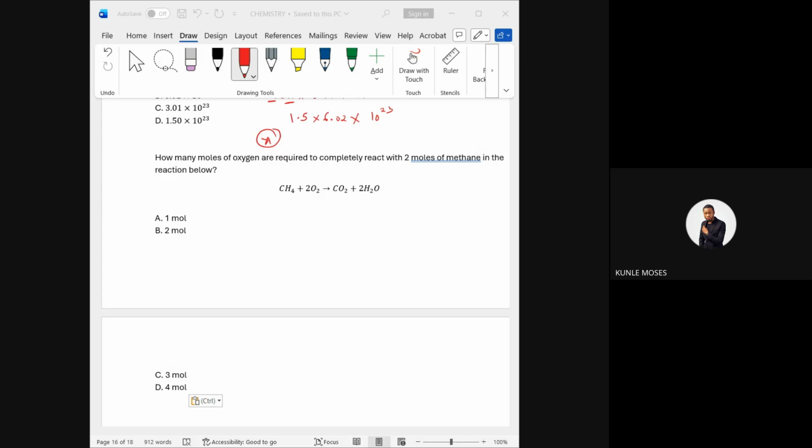128 grams. Number of moles equals mass over molar mass. The number of moles is 4, and the mass is what we are looking for. The molar mass of oxygen is 16 times 2, that's 32. So 32 times 4 is your answer. Is that what you get? Let me check. You got it.